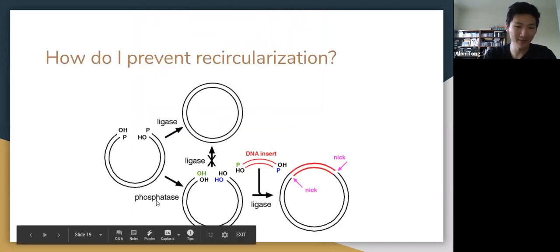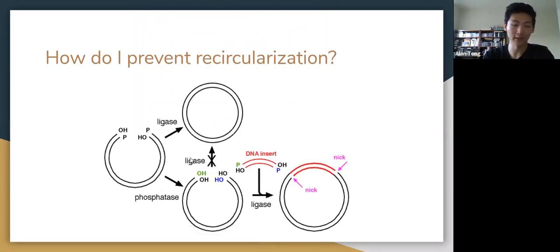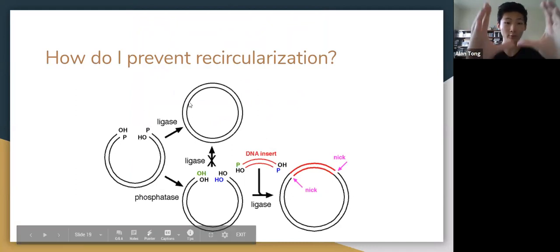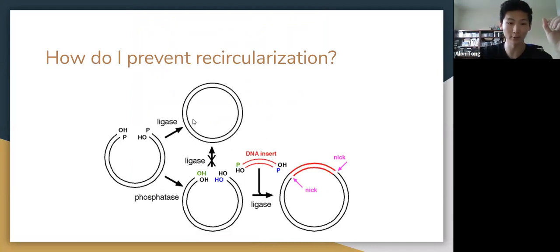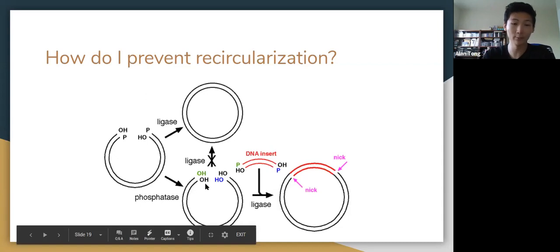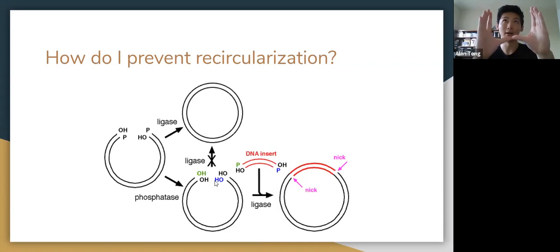Let's use a phosphatase to chop off those terminal phosphates. And that leaves you with these hydroxyl groups at the end, right? So you can see how if we don't use the phosphatase, sometimes through ligase it will simply recircularize. That's this top arrow here. We don't want that. So we use a phosphatase to cleave off the phosphate group, which will then prevent ligase from ligating it. That way we have our plasmid stuck in that linearized form.